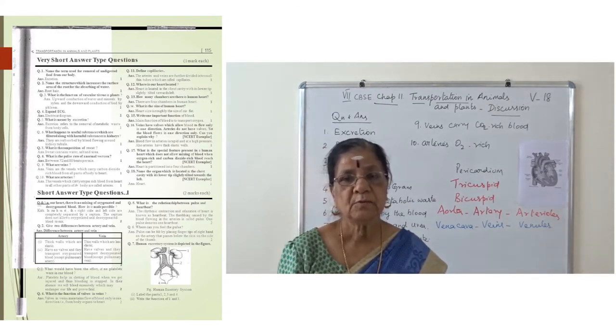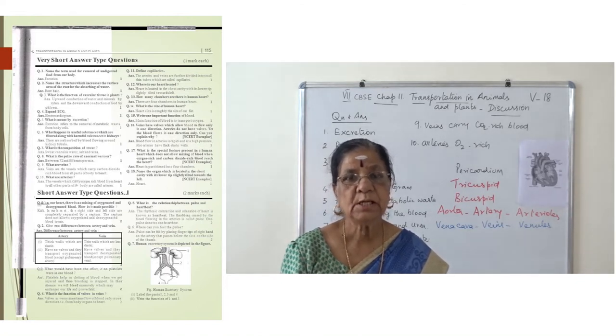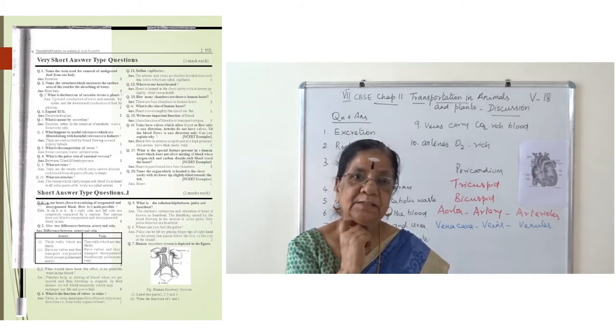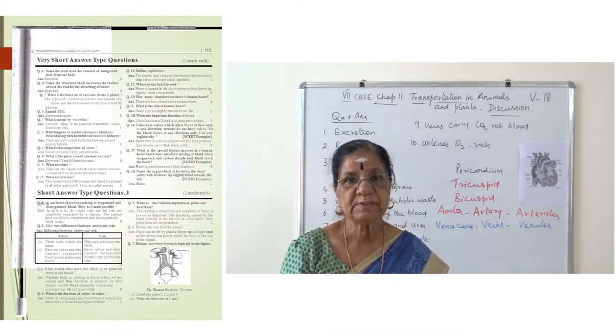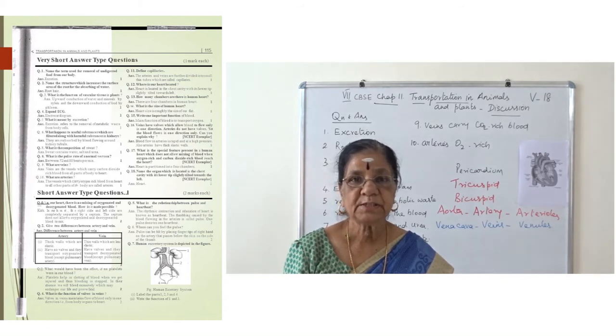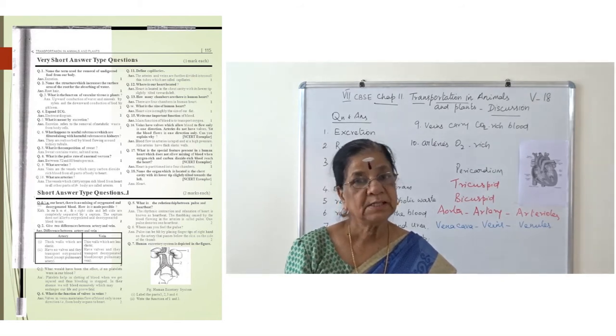What do we know? What are the parts of the plant? Root, stem, leaf, flower, fruits and seeds. Root, stem and leaf are the vegetative parts of the plant, and flower, fruits and seeds are the reproductive parts of the plant. Now, 6th standard.